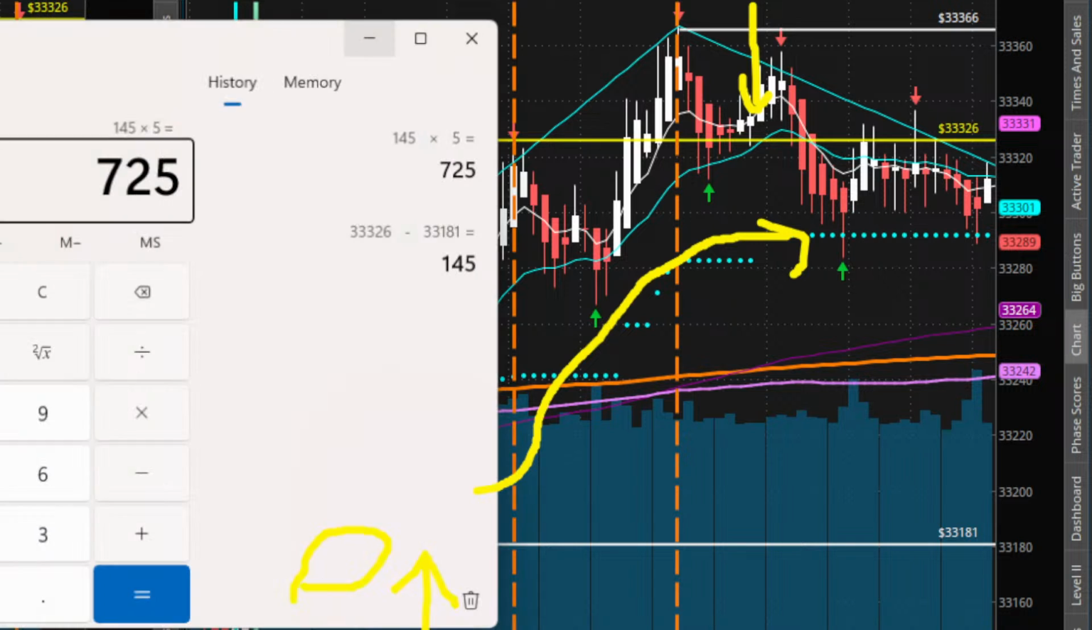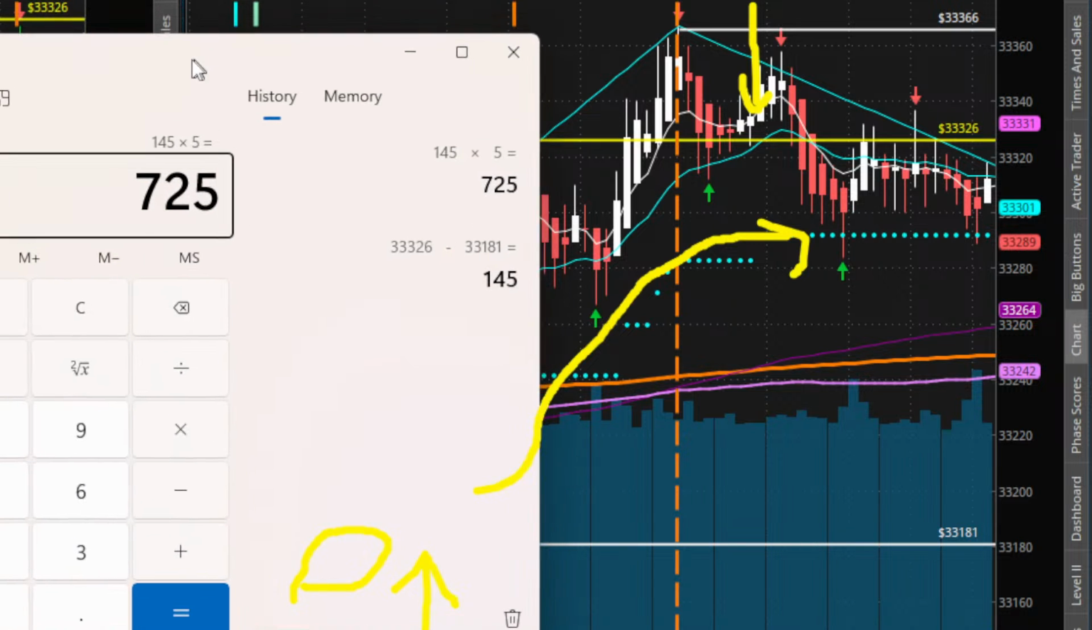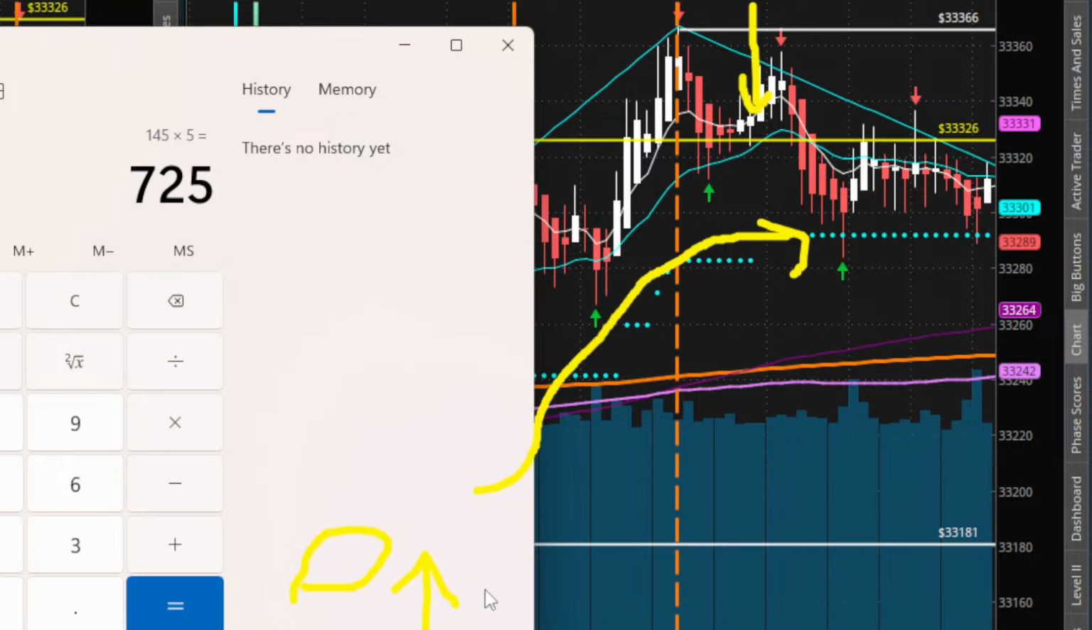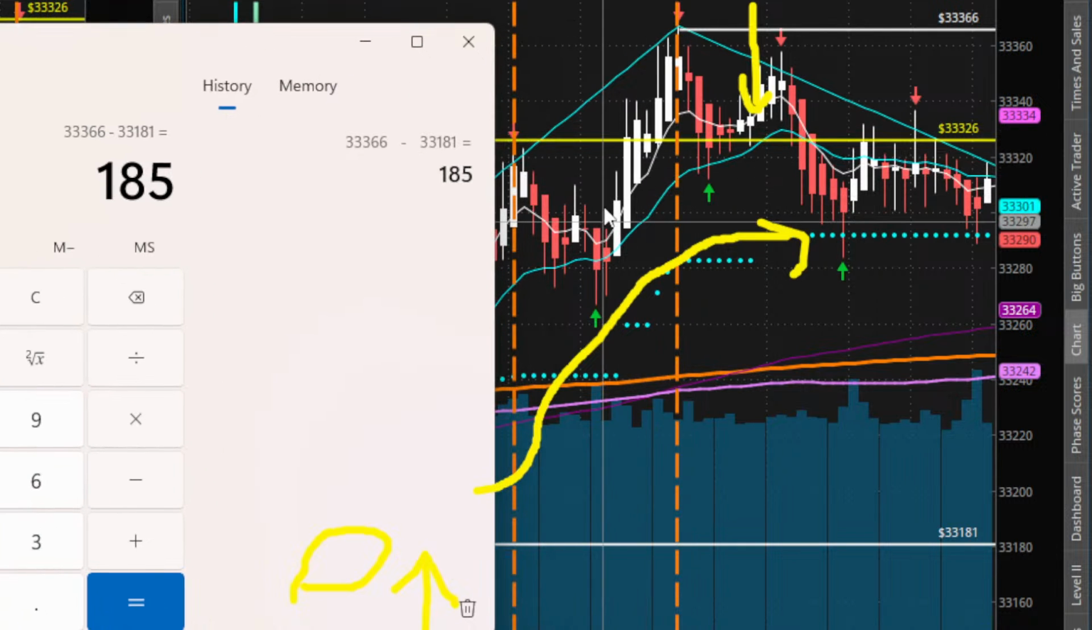33,366. Bring back the calculator here, and let's just say, let's erase all of this. You exited at 33,366, and then you entered at 33,181. That would have been 185 points, so 10 more points. So that's just the way it is, right? Is it worth it to do all that drawdown up again just to hit 10 more points? Maybe not. Depends on the number of contracts you have, right? So multiply that by 5, that would have been $925.